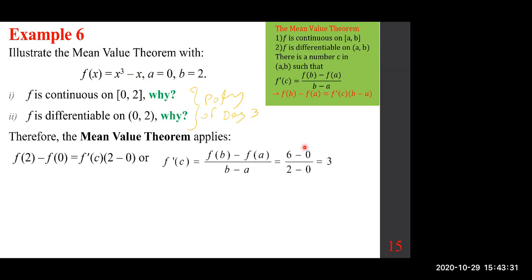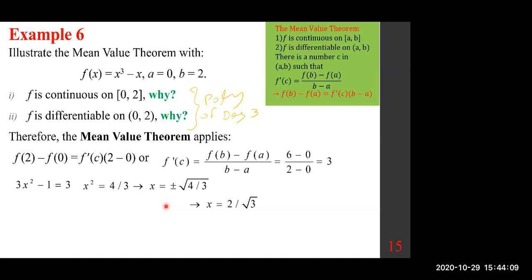So find the derivative, which is 3x squared minus 1, set it equal to 3. So 3x squared equals 4. x squared equals 4/3. x is plus or minus the square root of 4/3. There are two answers, but what do we want? The interval of 0 to 2. So the negative is out. So only one choice, x equals 2 over square root of 3.